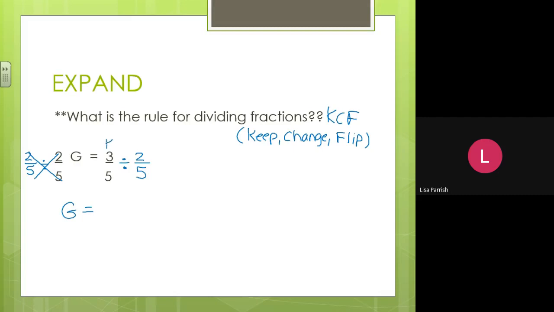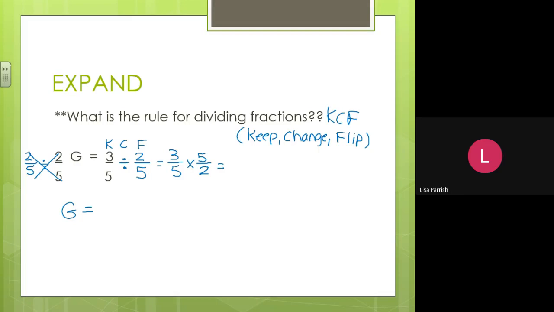So now I'm going to follow my keep, change, flip. And if you remember when we did this back earlier in the year, we would write the K, the C, and the F above each part. Now this is where some kids make a mistake and put them in the wrong order. You want to keep them in this order, okay? So the K above the 3/5 tells me to keep the 3/5 the same. The C tells me to change the division sign to multiplication. And I'm flipping the second one. Don't switch the order here, okay? So I'm going to flip the second one. So that becomes 5/2.